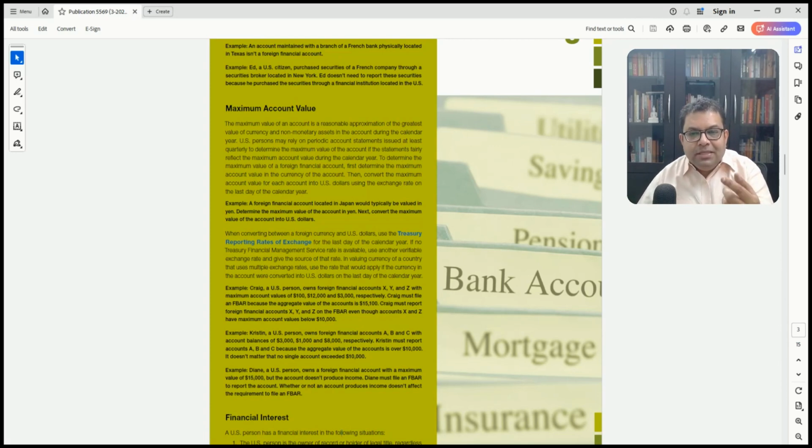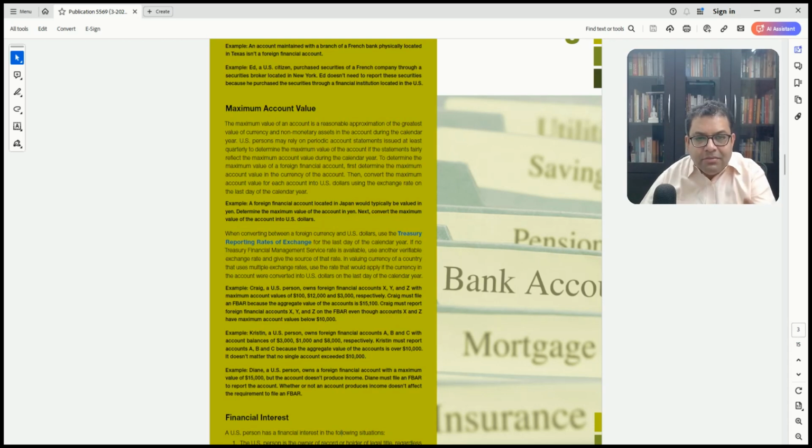Now, there is an example. It is given that to determine the maximum value of a foreign financial account, first determine the maximum account value in the currency of the account, right? For example, if it's an Indian account, first determine the value in the Indian currency, then convert. So, for example, the balance in a particular NRO account was INR 10 lakhs, right? So you determine the maximum value in INR terms.